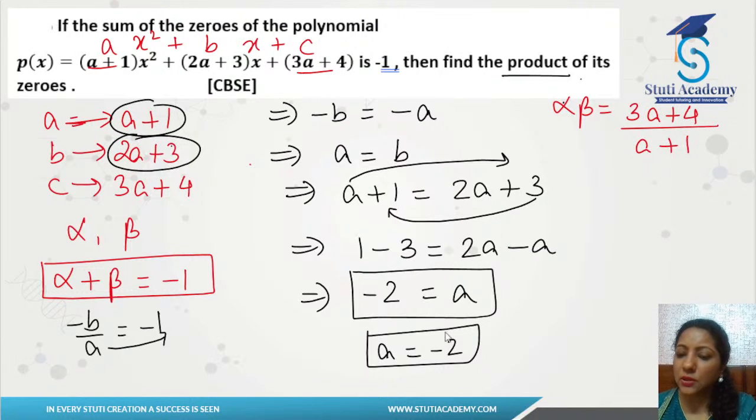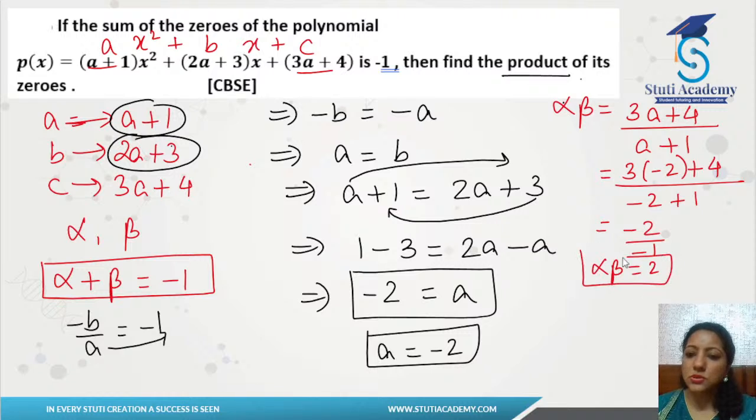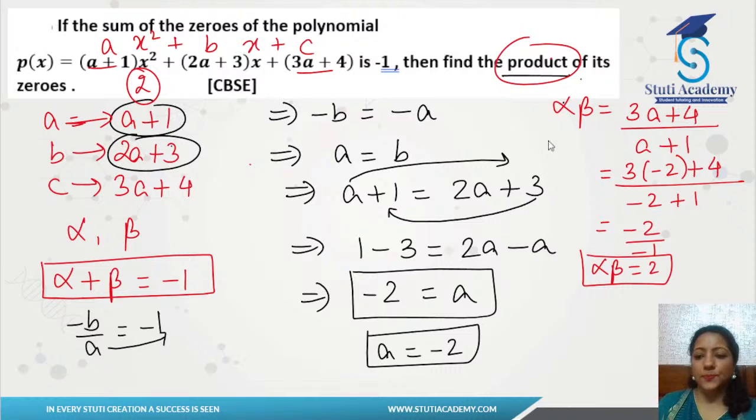And I know the value of a also now. I'll just put the value here. So this is what we get here, minus 2 plus 1. So this is minus 6 plus 4, that's minus 2. And this is minus 2 plus 1, that is minus 1. So finally, the product of the zeros here, alpha beta, is equal to positive 2. So the answer here is positive 2, that is the product of zeros.